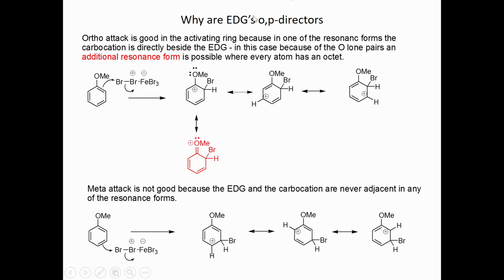All right, so what we're going to do here is we're going to consider attack from each of the three directions: ortho, meta, and para. All right, so in this first example here, we're going to consider attack at this carbon right here. Remember, this carbon has a hydrogen on it. Don't let those bond line diagrams and their missing hydrogens lead you astray. All right, so the attack here is going to put the partial positive right beside the OMe group.